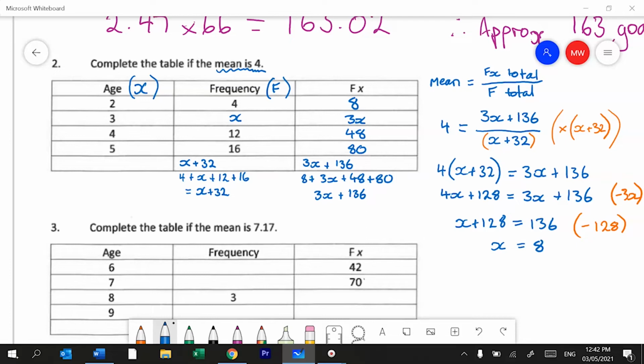So I've solved for x, and now all I have left to do is to finish filling in the table. So I know that x is 8, so I'll replace that with an 8. I know that 3 times 8 is 24, so I'll replace that. And down here I can see that 8 plus 32 would make 40. And finally, if I do 3 times 8, which is 24, and I add it to 136, I'd get 160, and the table's complete.